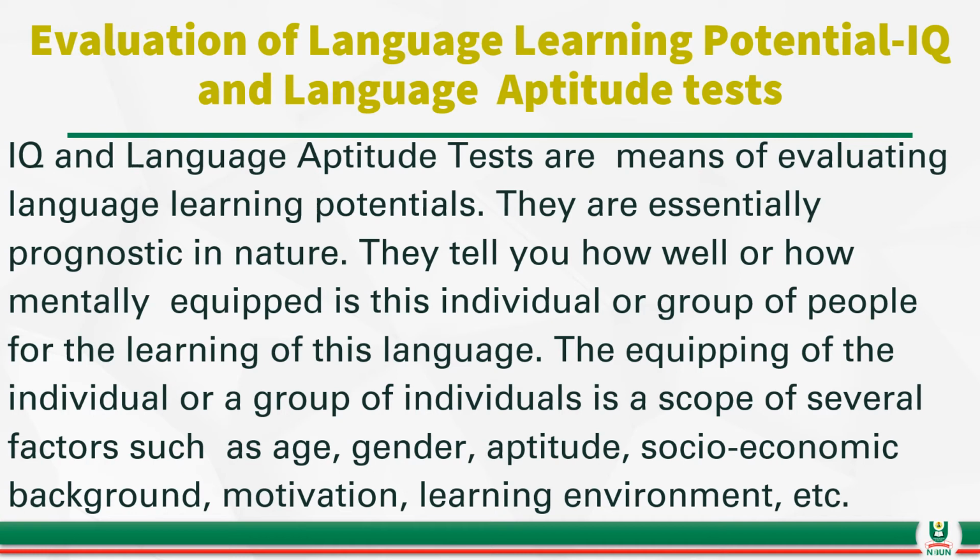They tell you how well or how mentally equipped the students are and how prepared they are to learn the language. The equipping of an individual or a group of individuals is a function of several factors. That is when you want to know their prognostic preparedness, that is, how prepared they are. These factors include consideration of the age, the gender, the aptitude, socioeconomic background, the learning environment, motivation, and so on. All these are very important while we are equipping individuals, when we are preparing them for prognostic evaluation.